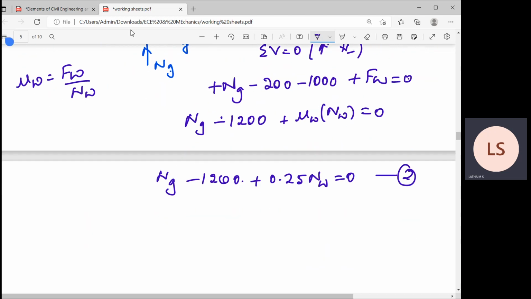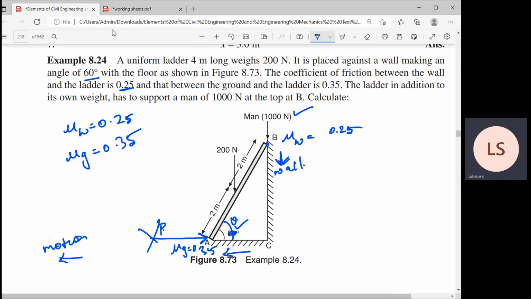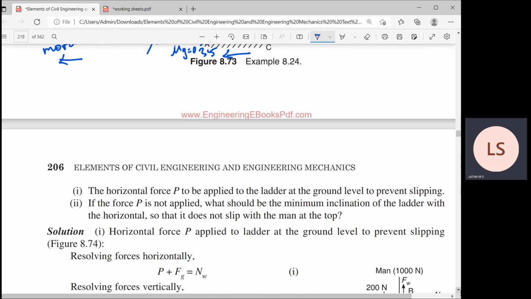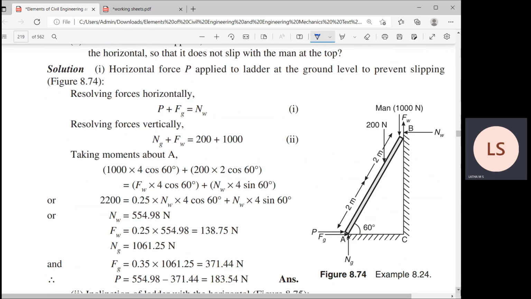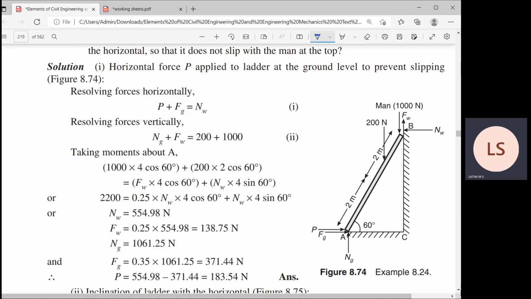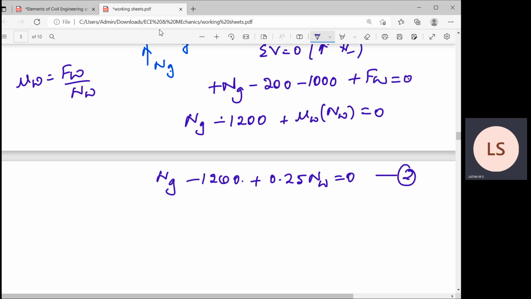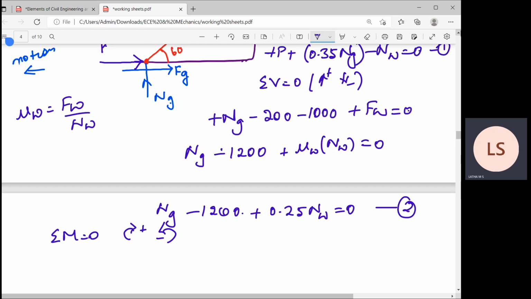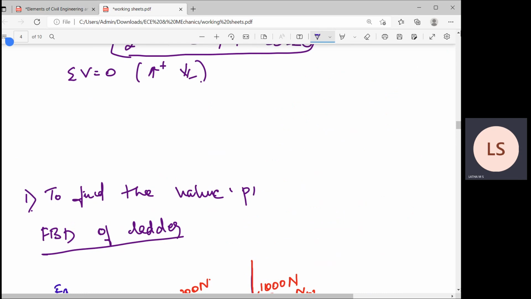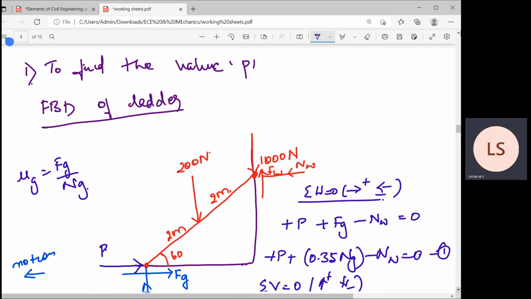Now, there are so many unknowns. I have to go with one more equation. What could be the other equation to solve? I have to take the last equation of equilibrium, that is taking the moment at a particular point and equating to 0. I'll take sigma M is equal to 0. Clockwise positive, anti-clockwise negative. Which point would you like to choose?